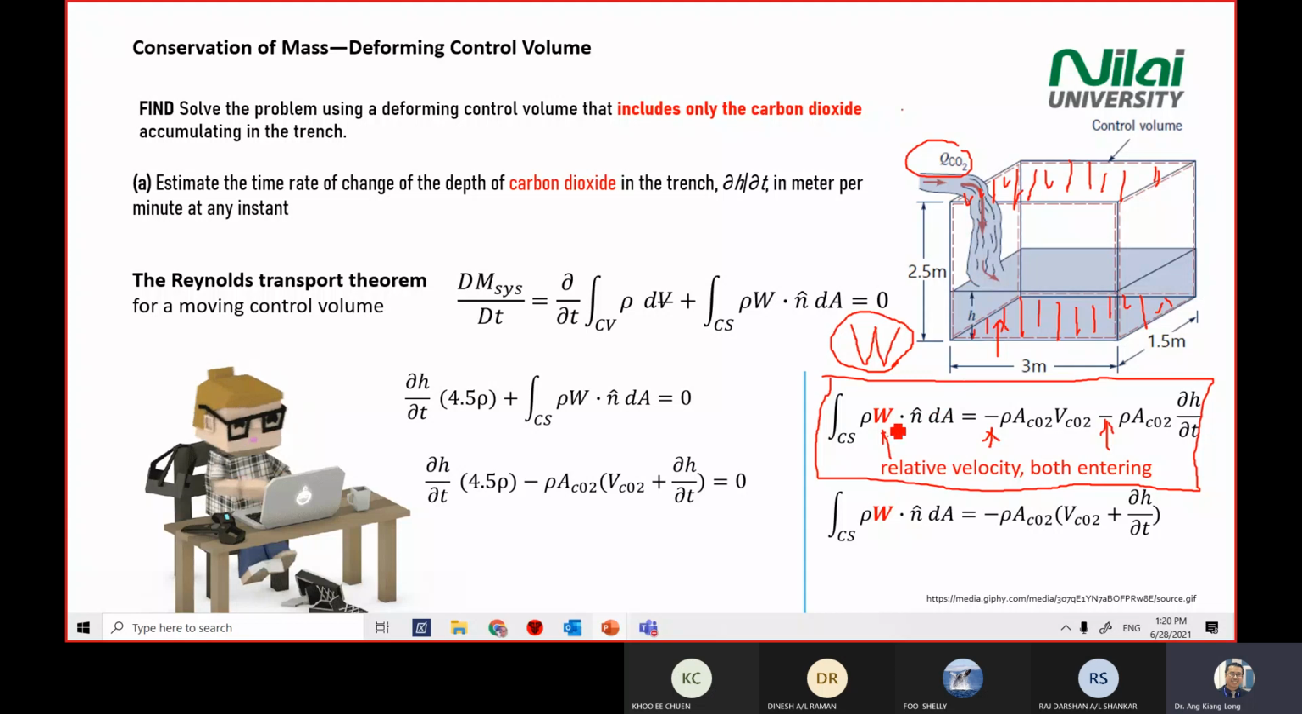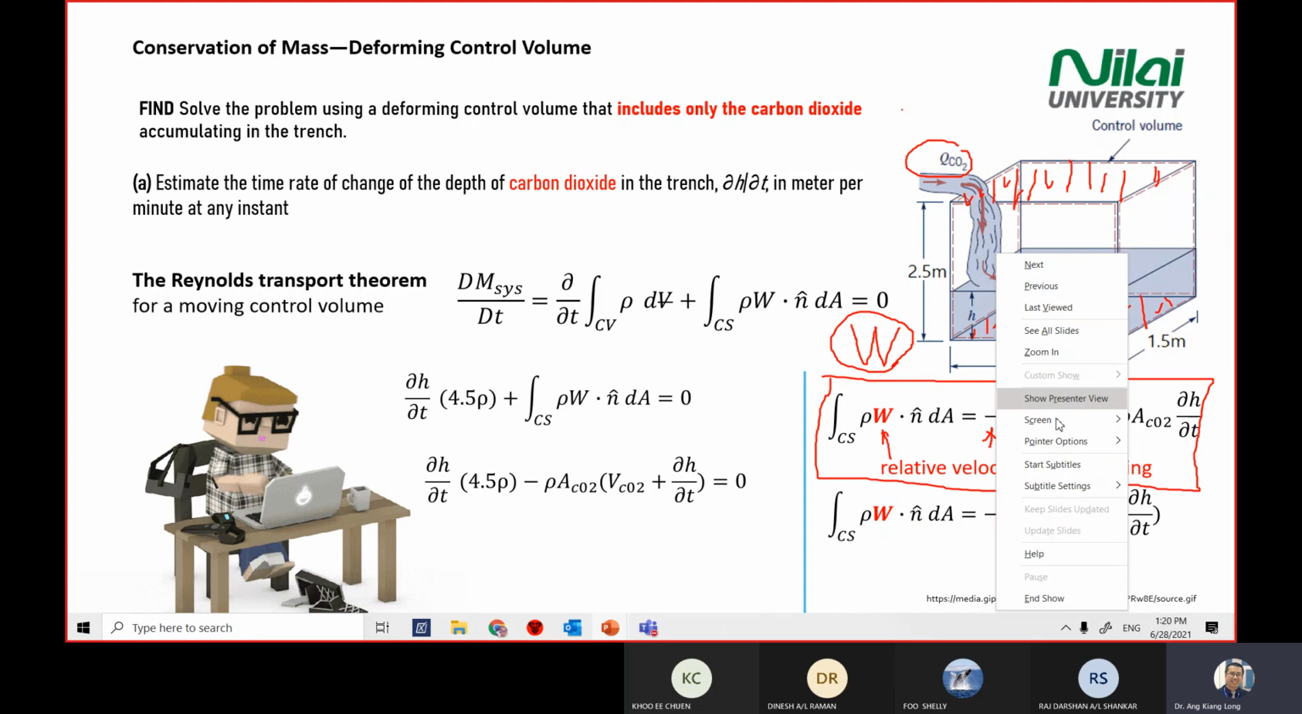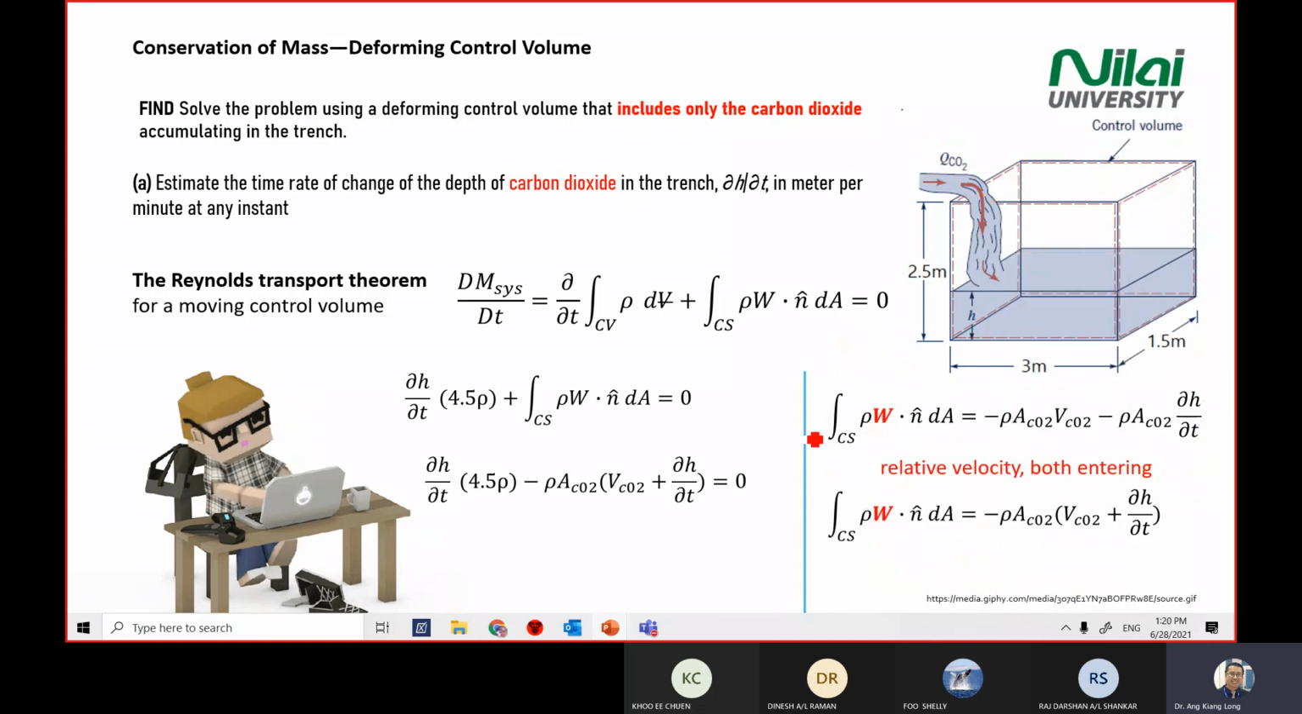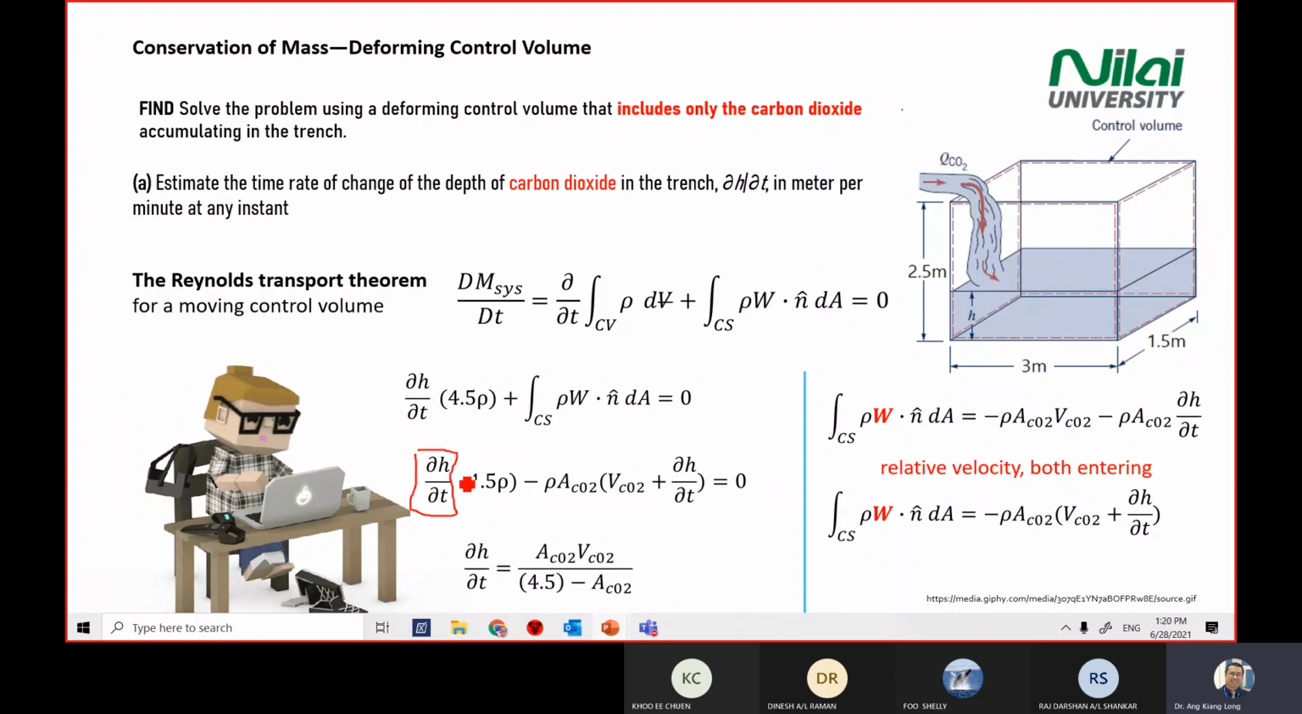Okay, the hard part is this one, relative. Okay, the first one is the top, bottom one is bottom. The right hand side one is bottom. Okay, both negative because entering. The rest is just use your calculator to calculate. You rearrange because our objective is to find the changes of height, del H over del T. We want to find the time rate of change of depth of CO2.